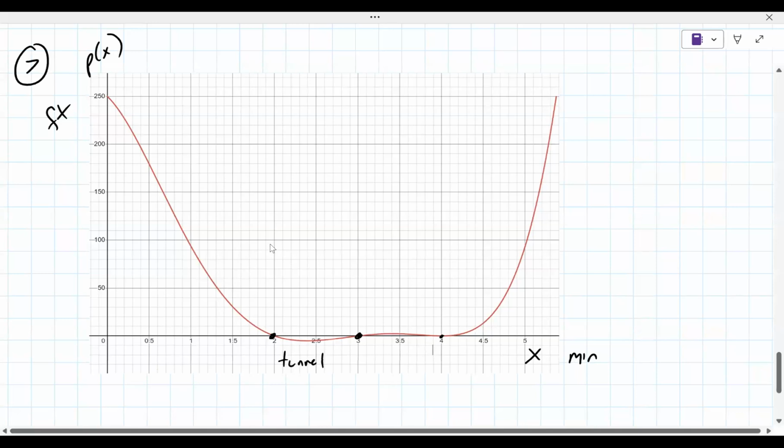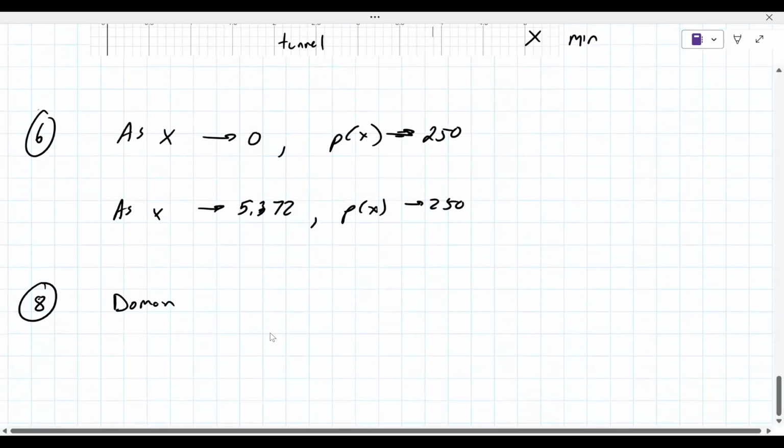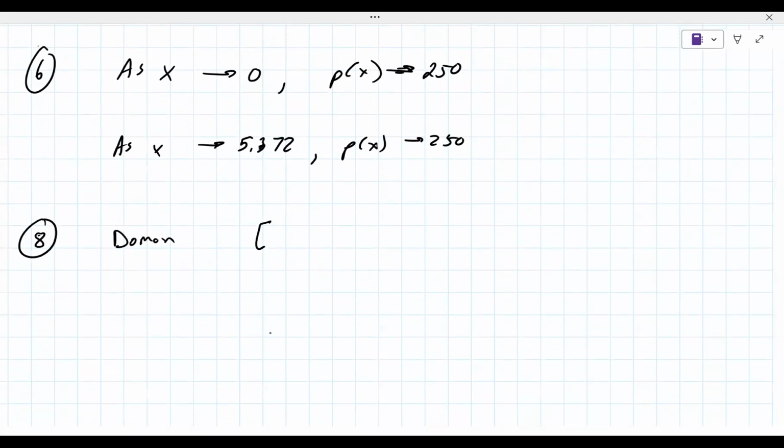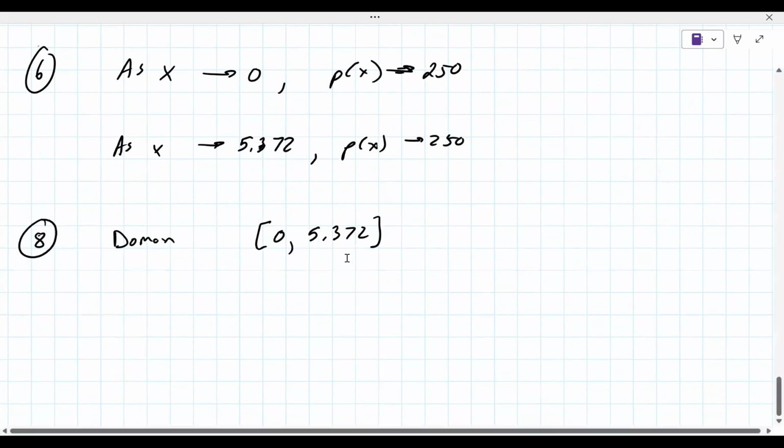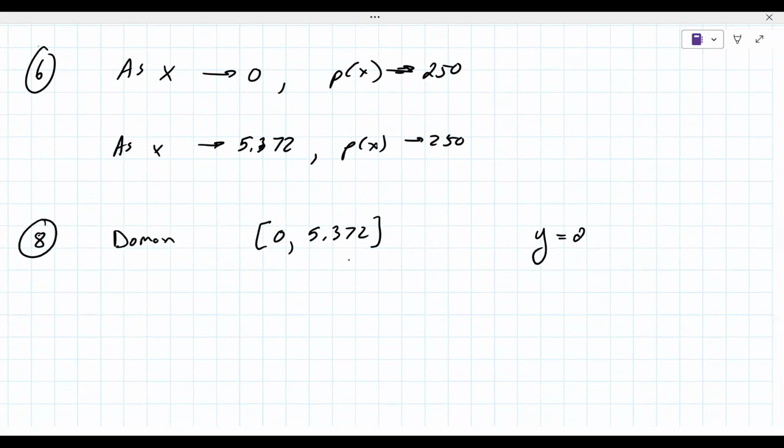Yes. Okay. All right, so for number 8, the domain is from 0 to 5.372. The way we calculated this 5.372 is we found the intersection of our polynomial and 250, so that it stopped at the same height that it started at. Okay.